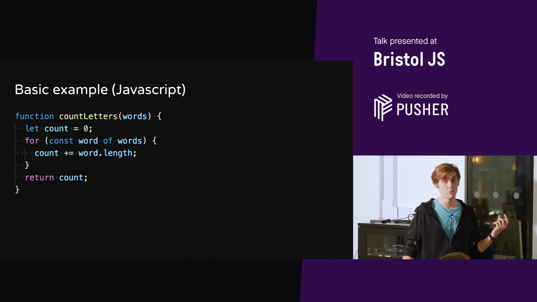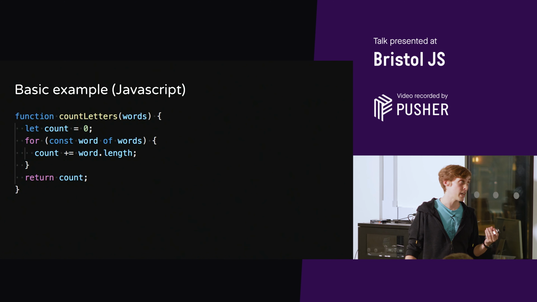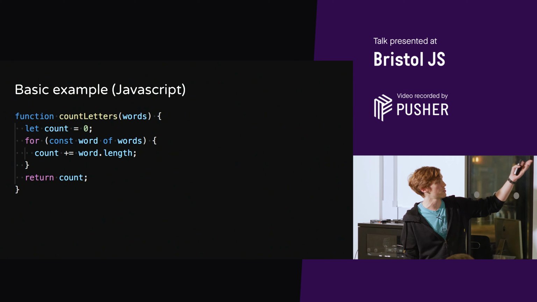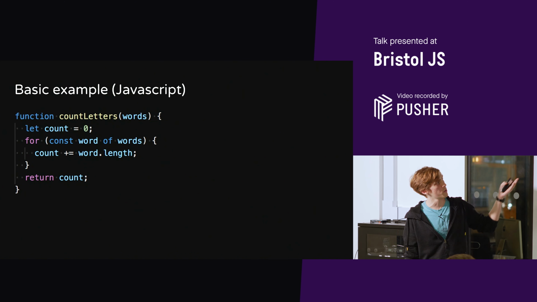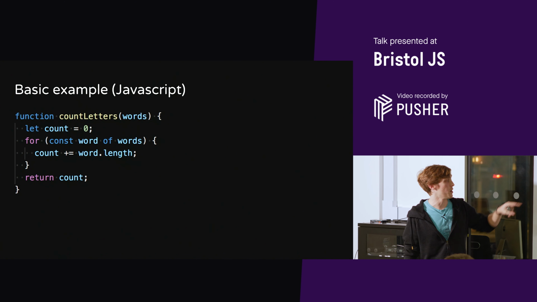So, taking a basic example in JavaScript. This is a thing that takes an array of strings and counts all the letters in all the strings, adding them all up. It's not a great function. In JavaScript, we've got some hints as to what these things are. If I didn't explain that to you, you'd look at this and go, okay, words is used in a for loop, so it must be some kind of iterable thing, and we're checking the length property of it, so it must be something with a length property, so probably a string or another list. And we know that that's going to return a number.